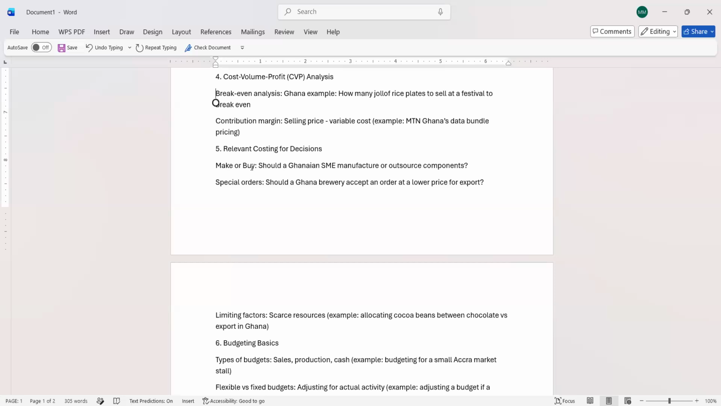Should a Ghanaian SME manufacture or outsource components? If you are in a business and you are manufacturing, should you continue manufacturing, or should you outsource it from outside, or even buy it from another firm and then sell? Is that how it should be? Make or buy decision.